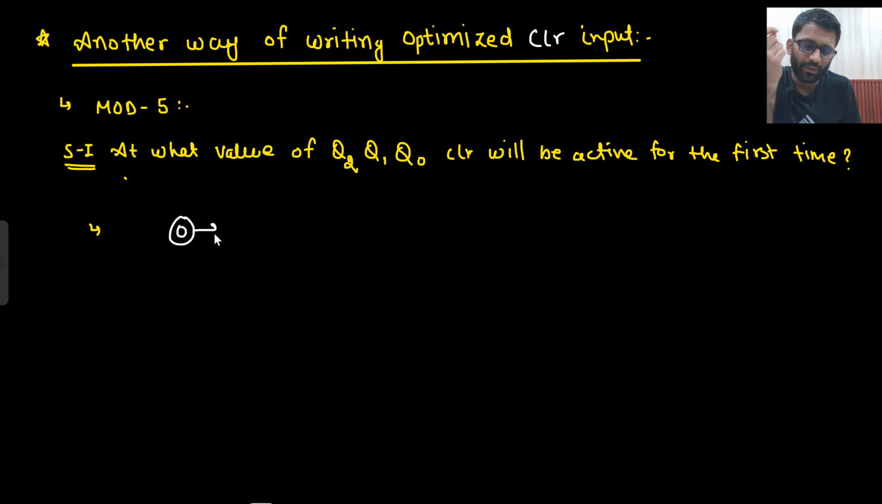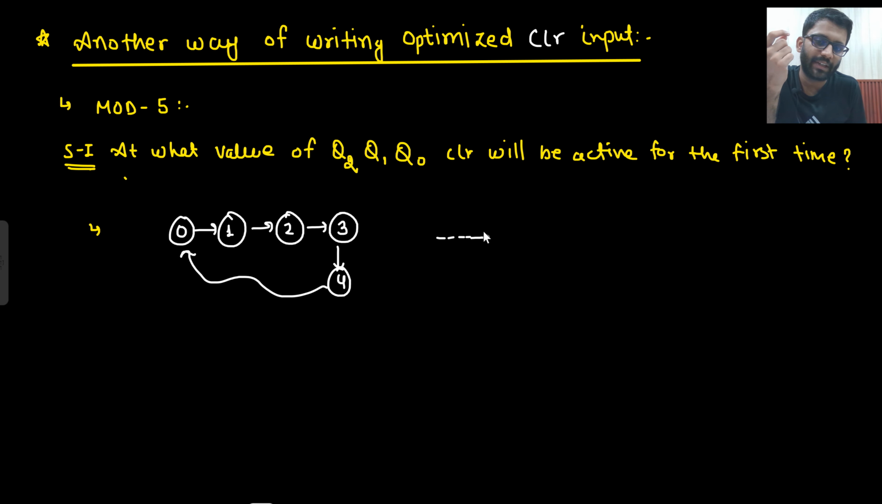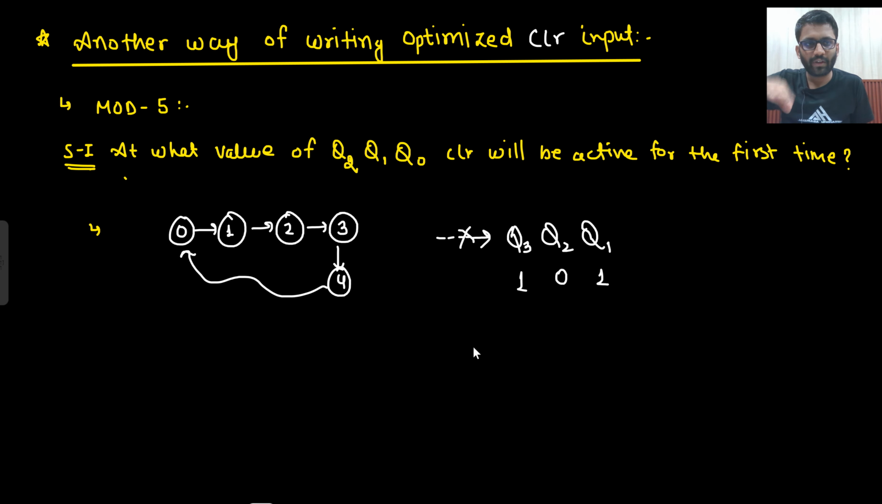So 0, 1, 2, 3 and 4. This is my mode 5 counter. So what is the first state that I don't want? That is 5. That means Q3, Q2, Q1 should be 5.